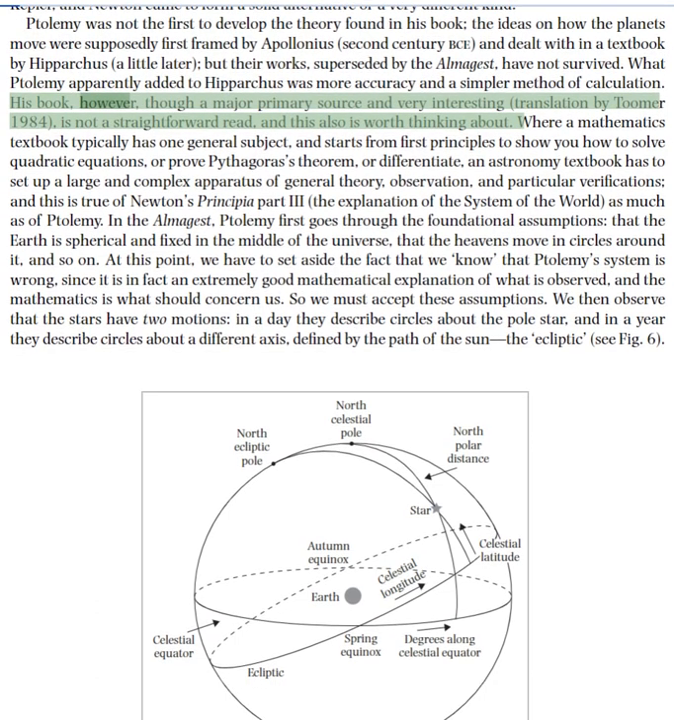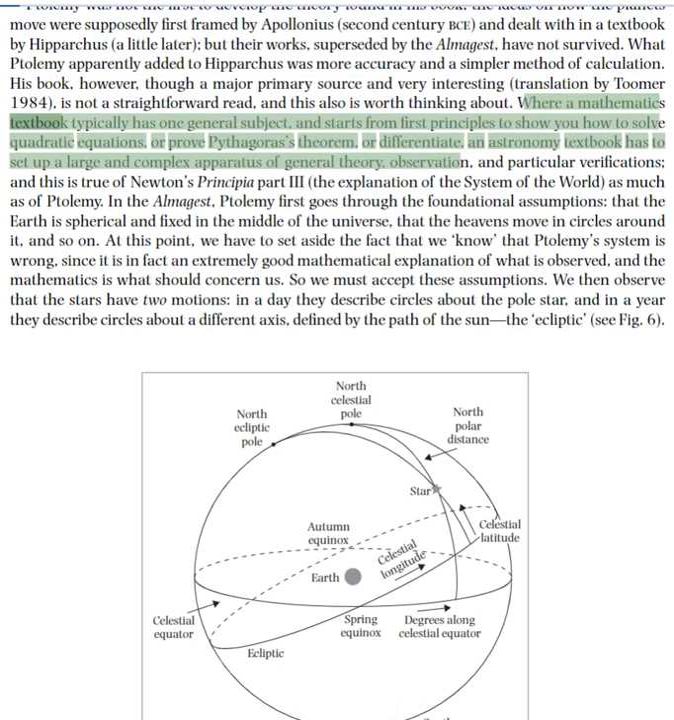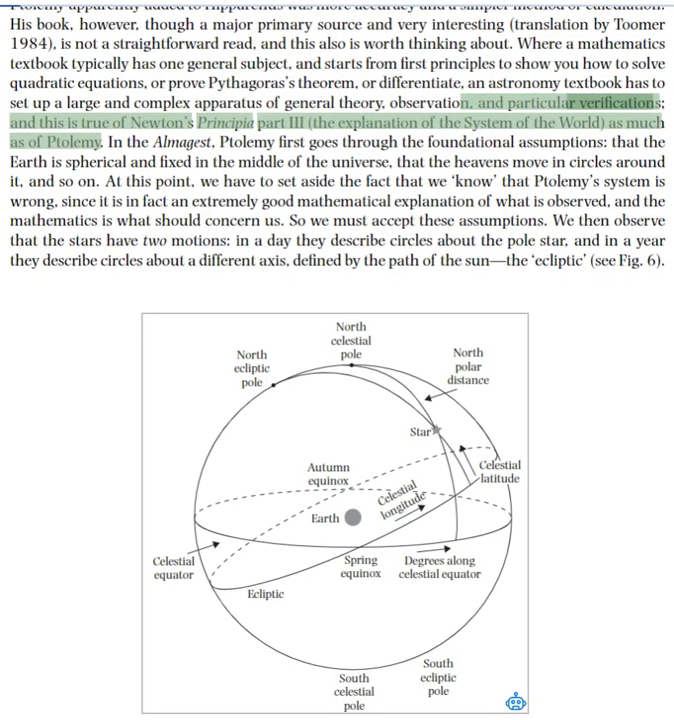His book, however, though a major primary source and very interesting, is not a straightforward read, and this also is worth thinking about. Where a mathematics textbook typically has one general subject, and starts from first principles to show you how to solve quadratic equations, or prove Pythagoras' theorem, or differentiate, an astronomy textbook has to set up a large and complex apparatus of general theory, observation, and particular verifications, and this is true of Newton's Principia Part 3 as much as of Ptolemy.